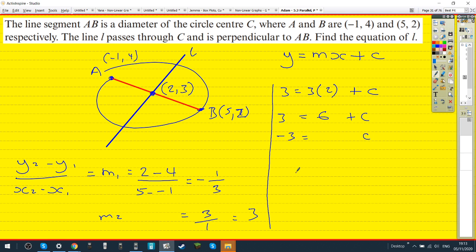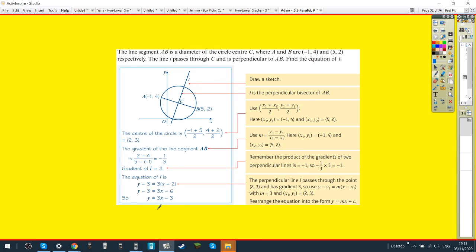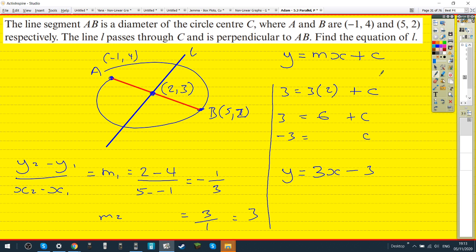Mm-hmm. And then you write it out. So it'd be, would it just be y equals, and then would you put in 3? Mm-hmm. x. And then plus 6. Minus 3, sorry. Yep. Do I have the answer for that one? y equals 3x minus 3. Wonderful. Let's see. Yep.